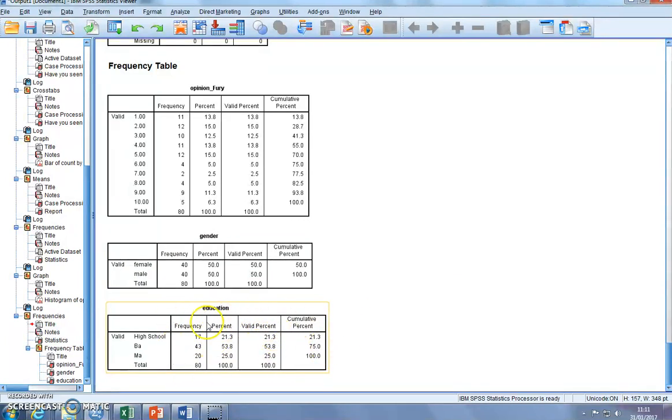Here we see the same type of data for education. We can see that out of the 80 people, 17 only went to high school, 43 have a bachelor degree or are currently pursuing a bachelor degree, and 20 have a master or are currently pursuing a master degree. If you look at that in percentages, from this 80, that 100%, a quarter, 25% doing masters or have one, 53.8, more than half bachelor, and a fifth, or near 20%, 21.3% are in high school or have a high school diploma.